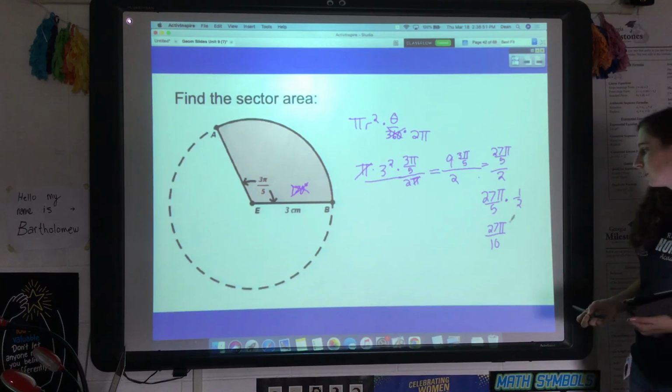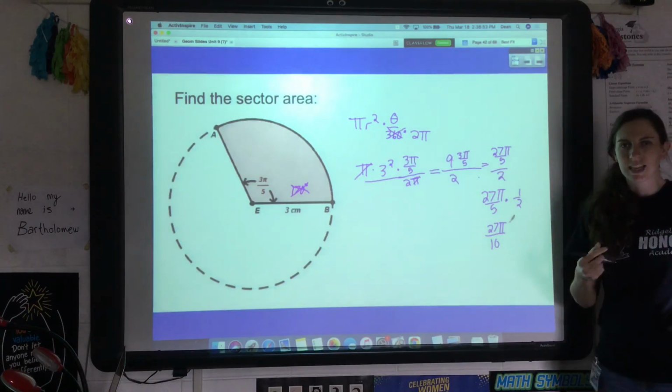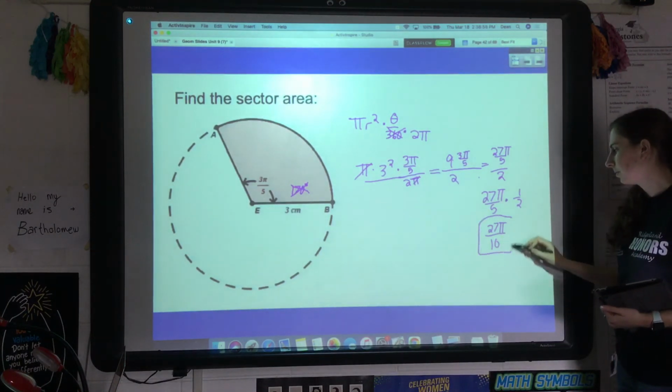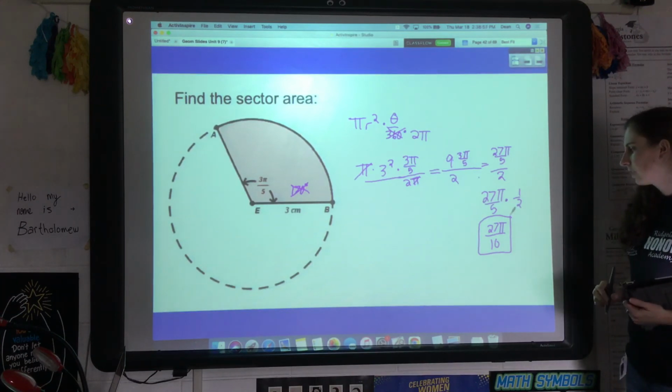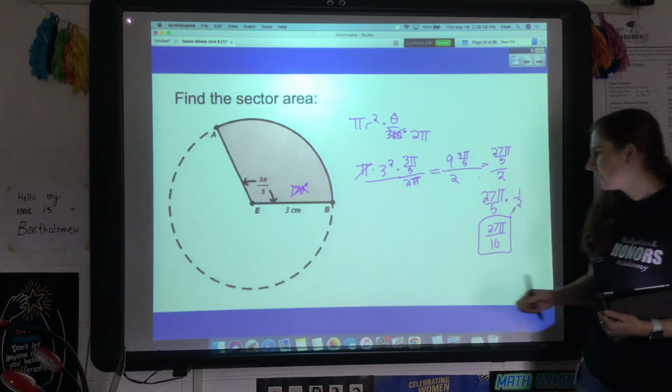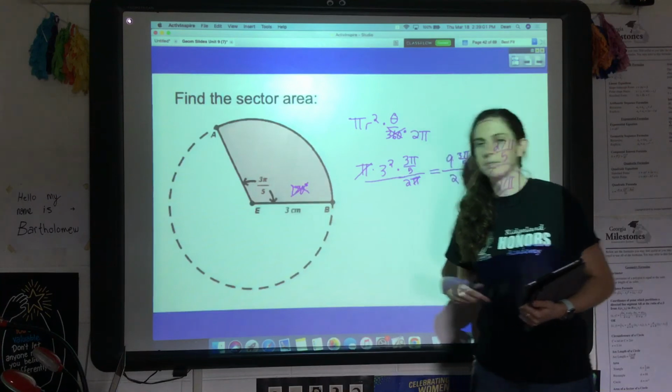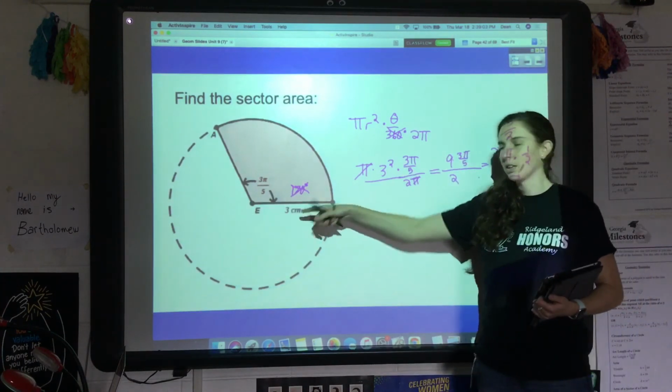If you want to get a decimal, you can. I'm just going to leave it, because that's as simplified as it goes. So the sector area is 27 pi over 10. And that would be in centimeters squared.